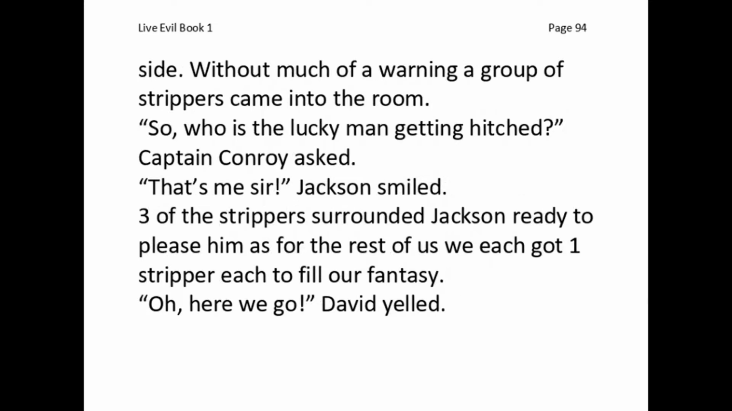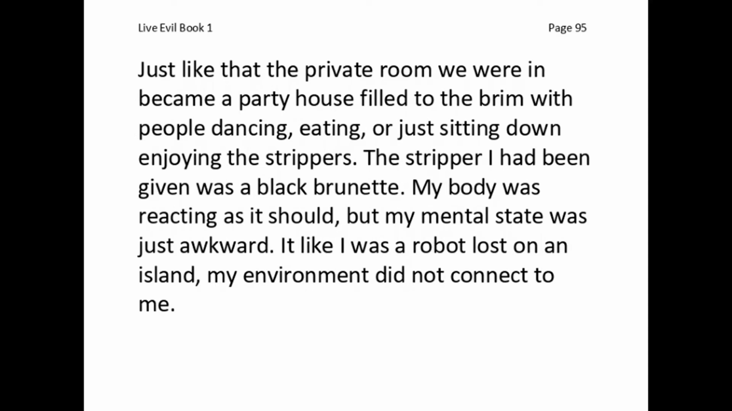Without much of a warning, a group of strippers came into the room. "So who is the lucky man getting hitched?" Captain Conroy asked. "That's me, sir," Jackson smiled. Three of the strippers surrounded Jackson, ready to please him. As for the rest of us, we each got one stripper to fill our fantasy. "Oh, here we go," David yelled. Just like that, the private room we were in became a party house filled to the brim with people dancing, eating, or just sitting down enjoying the strippers.